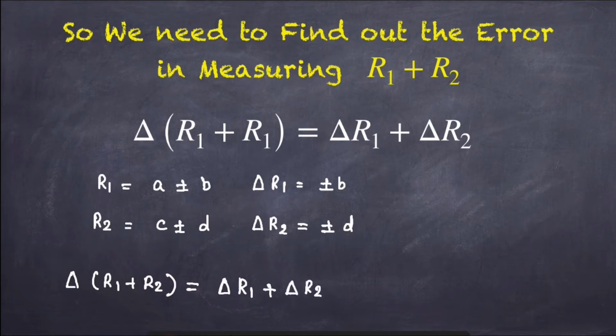So what is the absolute error in measuring the value of R1? Plus minus B. Plus what is the absolute error in measuring the value of R2? Plus minus D. So this will be equal to plus minus of B plus D.